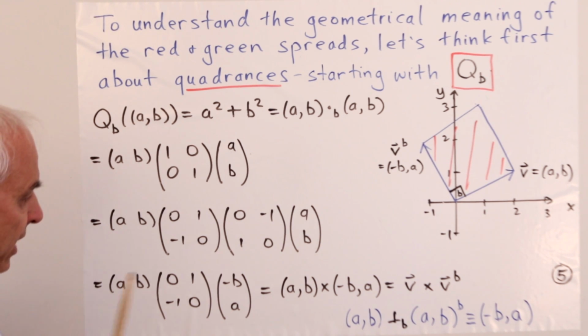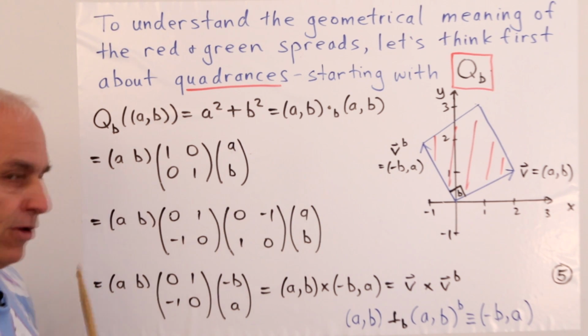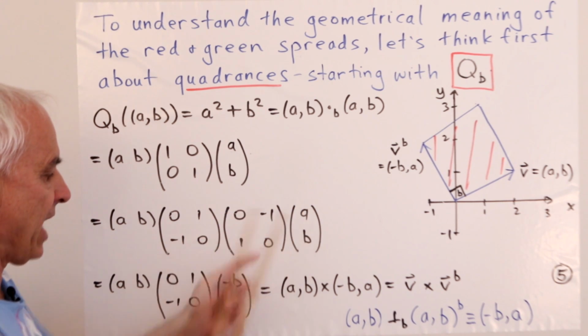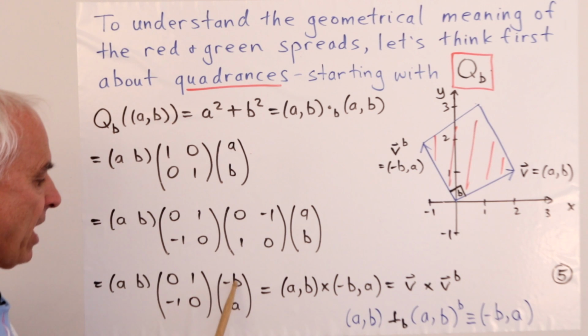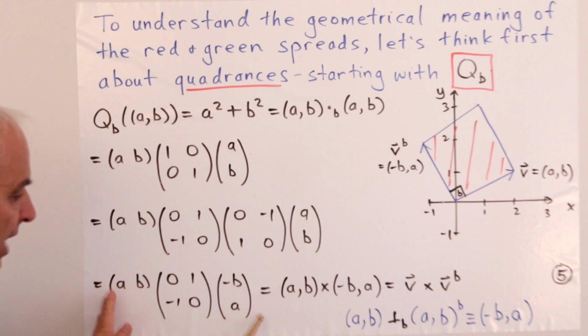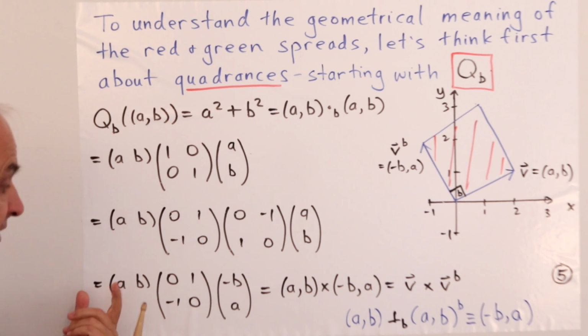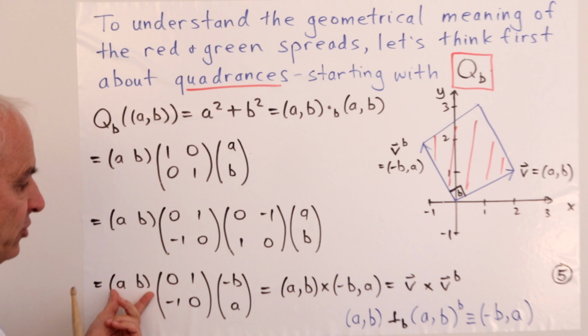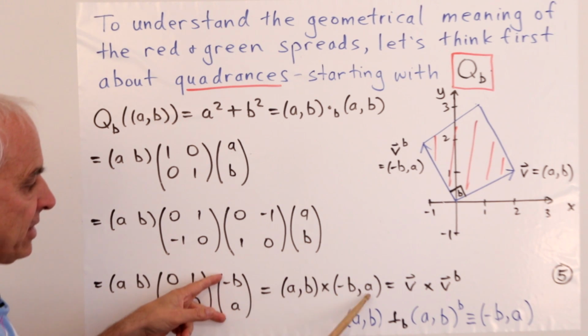Now, if we do it this way, then we can lump these two together. We can actually do this product. That'll be minus b, and that'll be a. So this thing here becomes minus ba. And when we write it now like this, we have a cross product because this is our cross product matrix. So we see that we have the cross product between the vector ab and the vector minus ba.